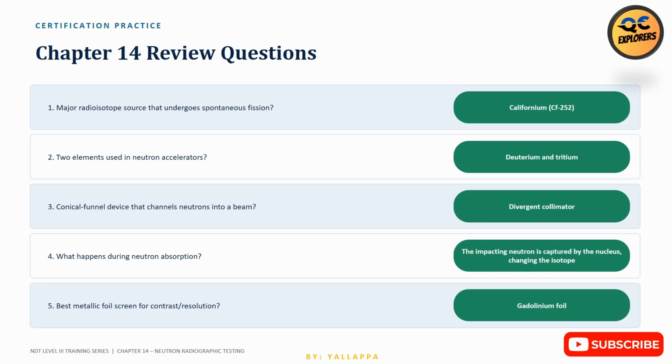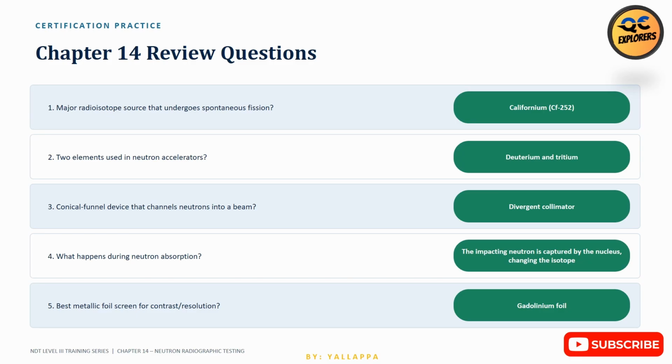Question 2. Which nuclear reaction produces neutrons in a neutron generator? The answer is nuclear fusion, specifically the deuterium-tritium or deuterium-deuterium reactions. Question 3. What is the purpose of the moderator? The moderator slows fast neutrons, converting them into thermal neutrons that are much more suitable for producing high-quality radiographic images.